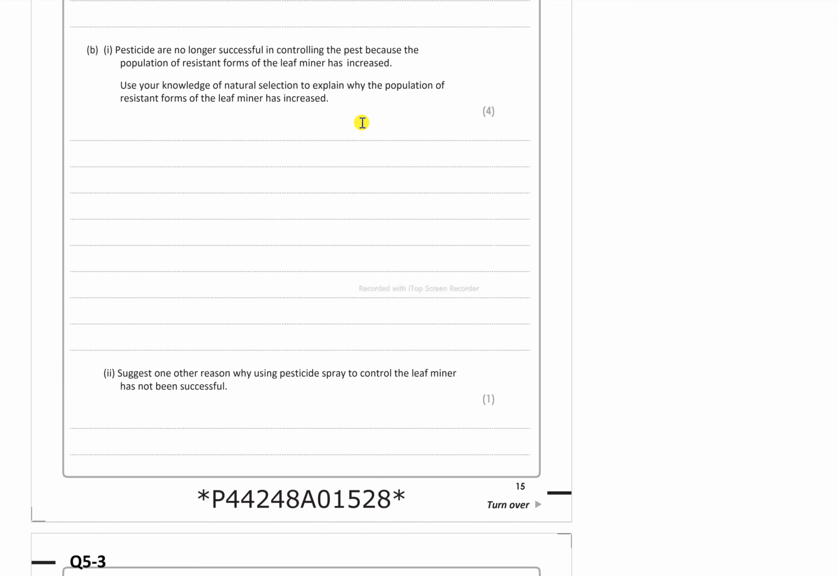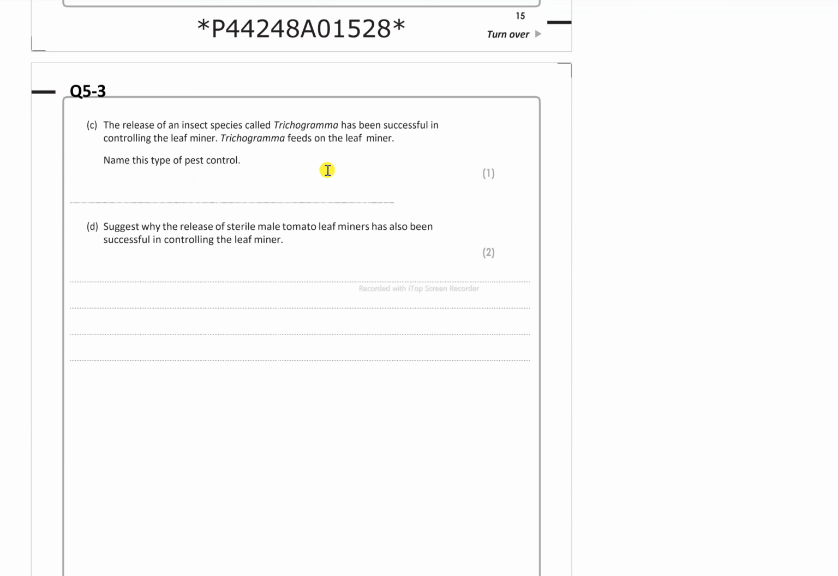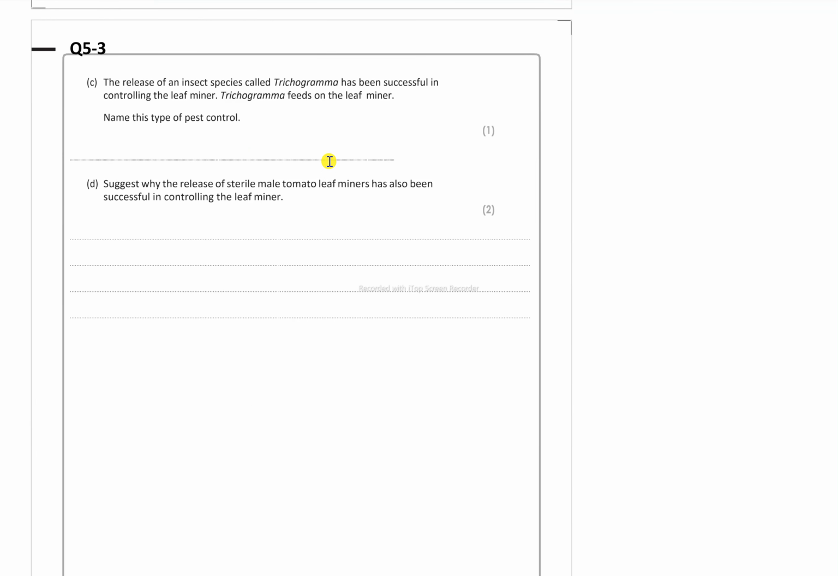Pesticides are no longer... All right, okay, look, we've done loads of this. Forget that. That's to do with random mutation, DNA and so on. Suggest one other reason why using a pesticide. Right, forget that. Not worried about that.